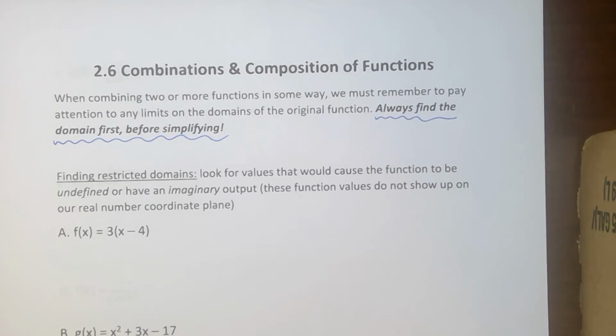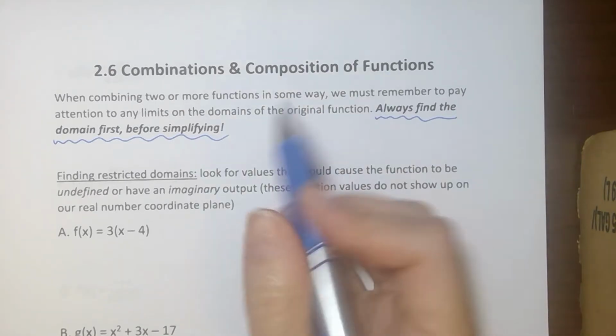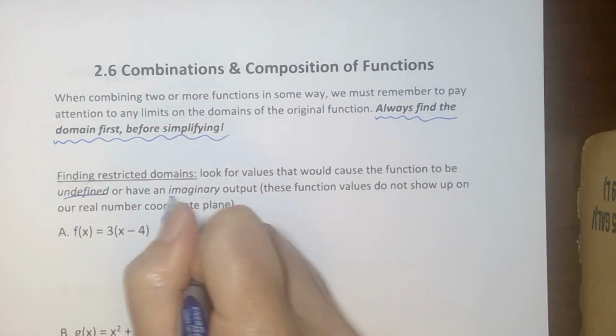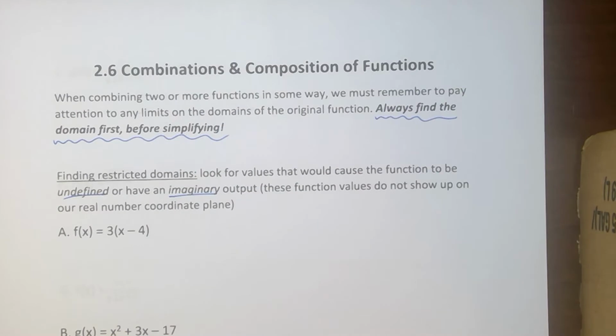So we're going to start there. We are going to work on finding restricted domains. We are going to look for values that would cause the function to be undefined or imaginary, because imaginary outputs are not good for us. The imaginary outputs do not show up on our graph.